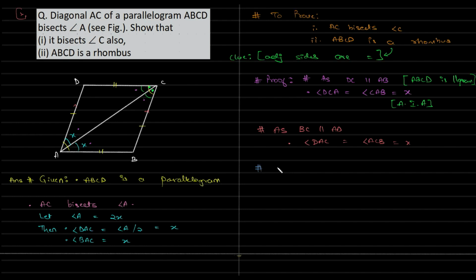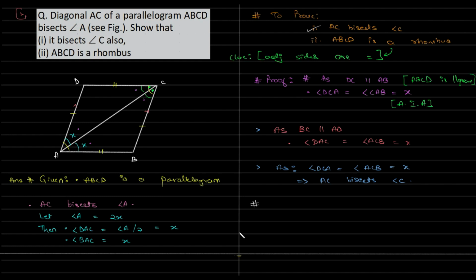So now we can tell, this is one big continuous proof, as angle DCA is equal to angle ACB, which both are equal to x. So what can we imply? That AC bisects angle C. So that's your conclusion. That's it. So that's your first part completed.